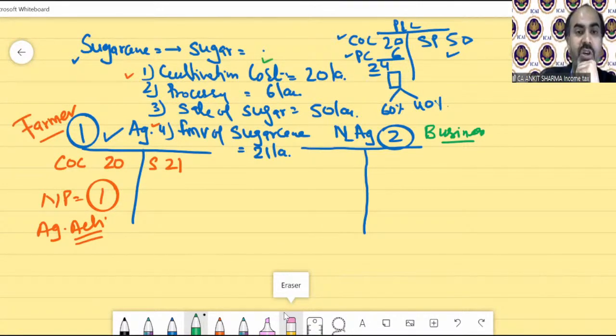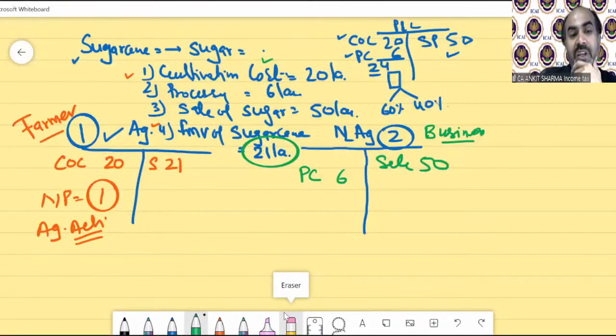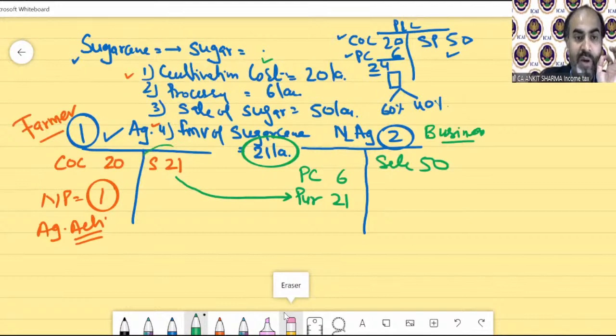So does cultivation cost form part of my P&L? No, because I do not cultivate them. I buy them. Does processing cost form part? Yes, processing cost will form part of my expenses. Sale of sugar will form part of my sale. And I need to buy sugarcane from the market. So this fair market value, which is the sale in this P&L, will always be called purchase in this P&L. This is a universal rule. Whatever you take over here as a sale proceed is going to be a purchase over here, a fixed provision.